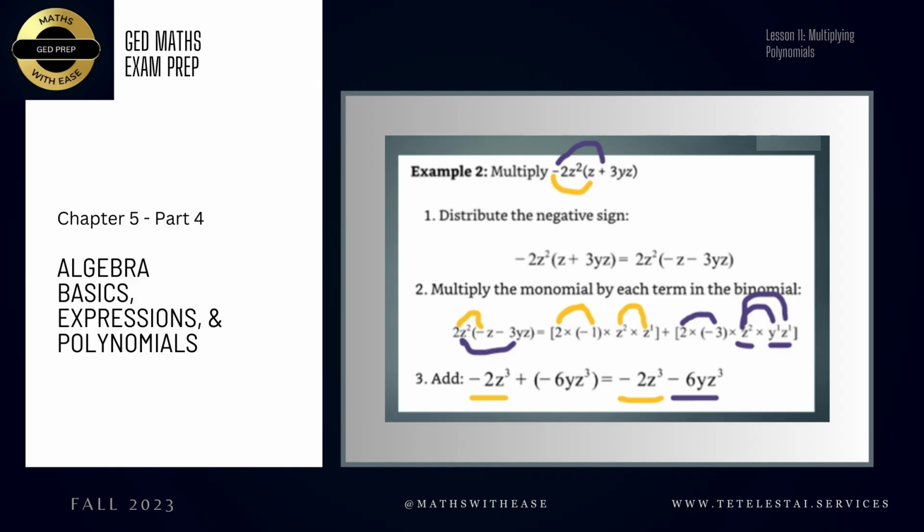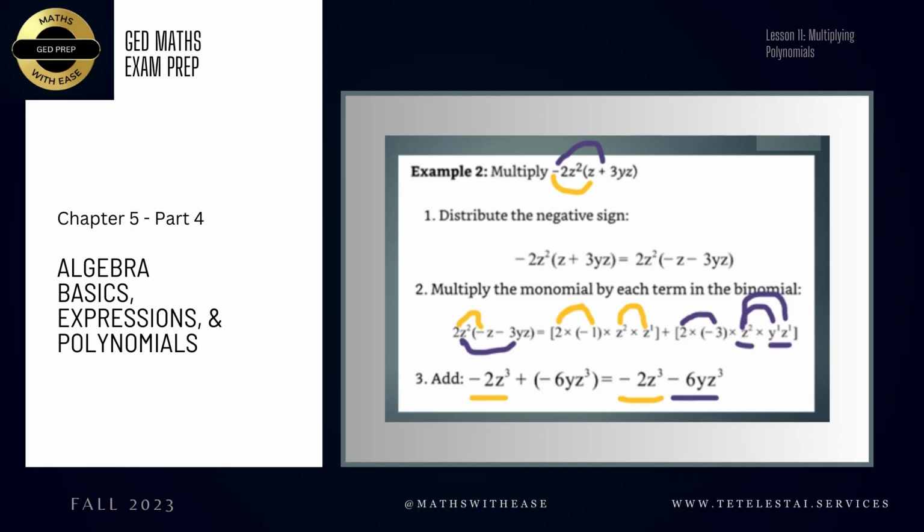So again, you want to start by distributing the negative sign. Negative 2z squared times z gives you negative 2z cubed. You can follow this approach. I think it's more complicated and you're more likely to make mistakes this way, but let's just go with this approach, okay? So you distribute the negative sign into the parentheses. And so inside the parentheses, we'll now have negative z minus 3yz, okay? And outside the parentheses, we'll just have a positive 2z squared, okay?